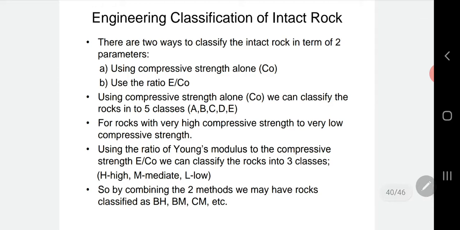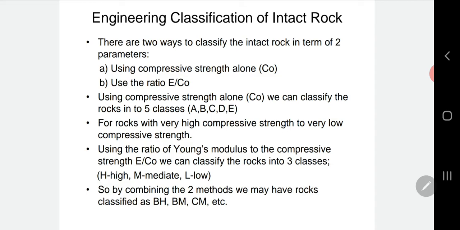Okay, that one is under engineering or mechanical properties of rock. Now that we know about the strength and the slake durability, how do we want to classify this, and after the classification, how do we want to use it in engineering?